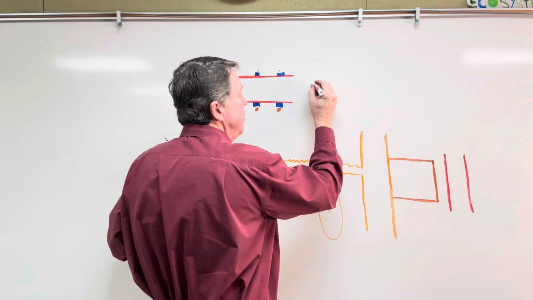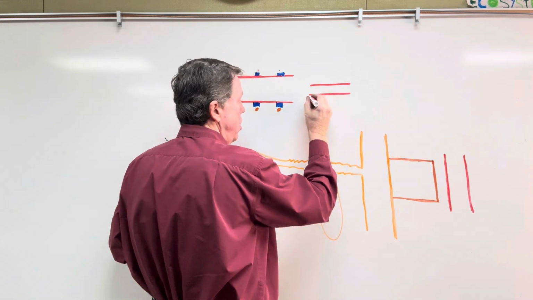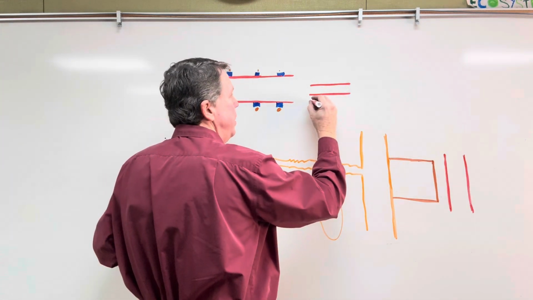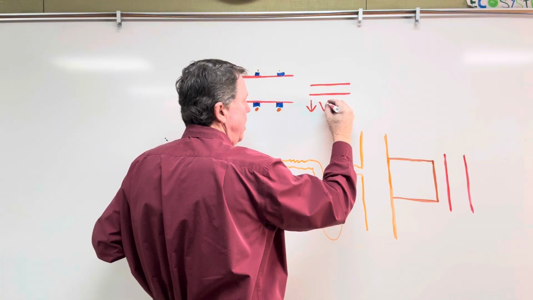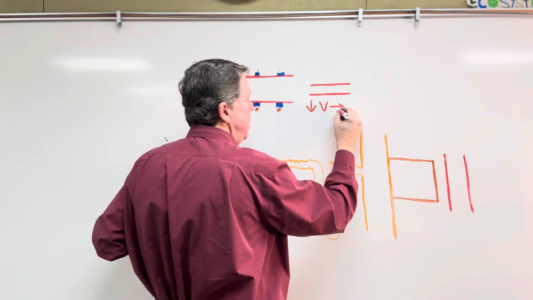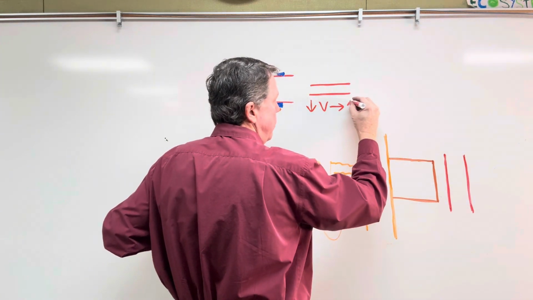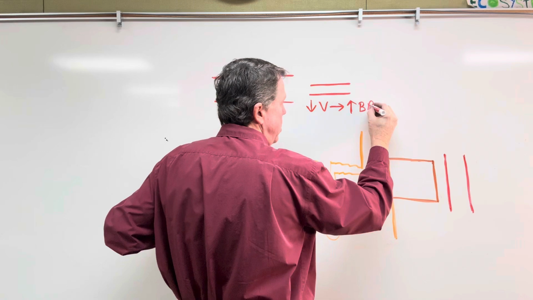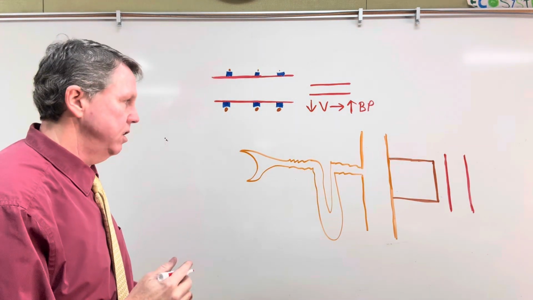So if we decrease the size of the blood vessel, which we call vasoconstriction, what's going to happen is we decrease the volume. So if you remember from physics, if you decrease the volume, it's going to lead to an increase in pressure. And in this case, it's going to lead to an increase in blood pressure. So that's one way that Cushing's can affect the cardiovascular system.